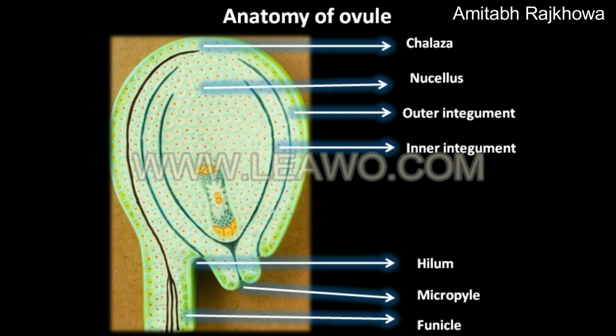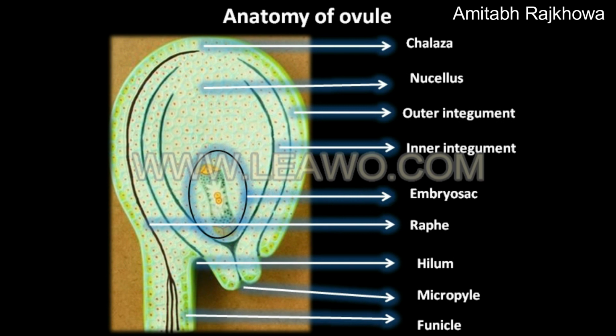Hilum is that part which connects the funicle with the body of the ovule, or it is the attachment point between the ovule and the funicle. In some ovules, the body rotates 90 degrees, and as a result a ridge-like structure is developed which is known as the raphe. It is found only in anatropous ovule. At the center of the ovule, the embryo sac is there which contains the female gamete or the egg.